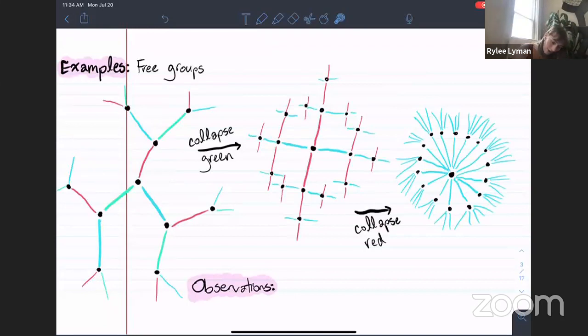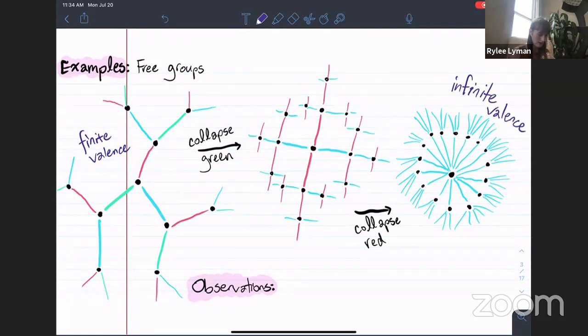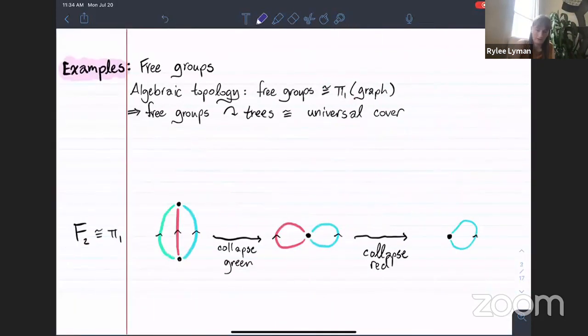And then if I further collapse each red edge to a vertex, what I get is this kind of monstrous looking thing here, where now I only have all of the blue edges. These first two graphs have finite valence, but this one has infinite valence. Every vertex has infinitely many edges connected to it. Another observation is that the quotient of the action of the group on these trees really looks like this, as we had on my previous slide.